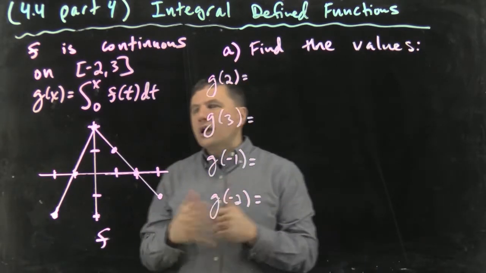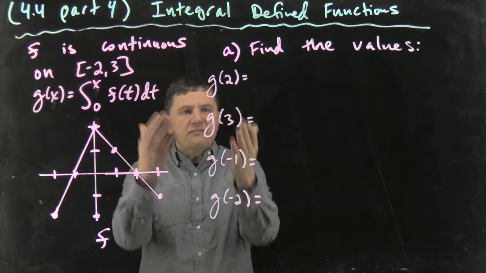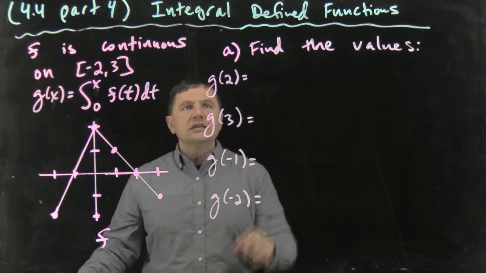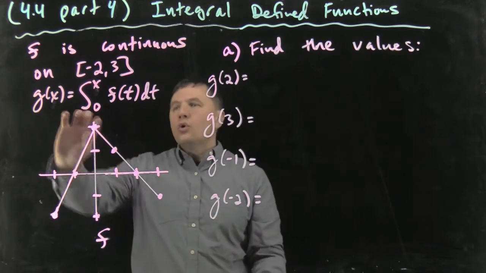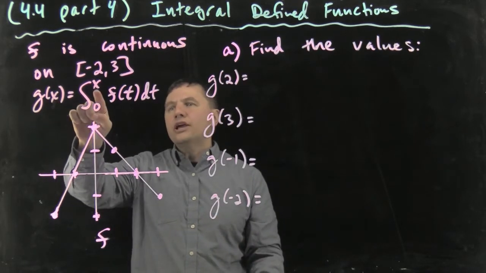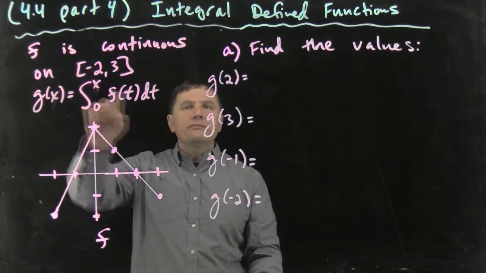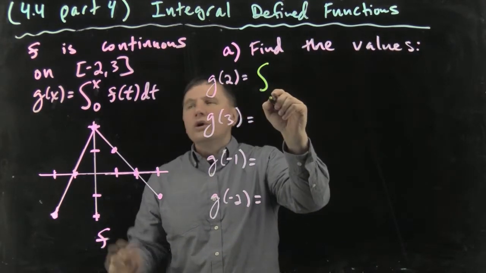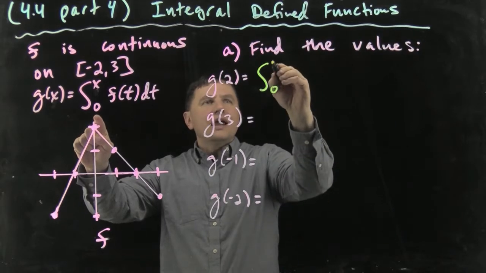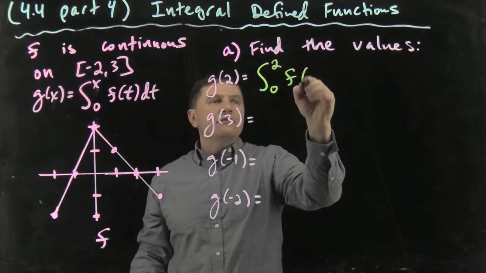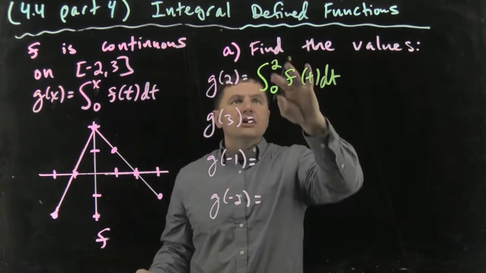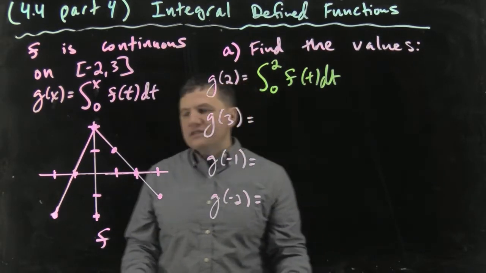Okay, so let's talk about this and what this means. We'll just start off by finding values of g, and then we'll move on from there. So the first thing is, if I say g of 2, what I'm saying is I'm plugging a 2 in for the x here. Like I said, the limit is actually the active variable. So g of 2 means I'm starting at 0 and I'm going to 2, and that's f of t dt. So essentially, I'm just integrating from 0 to 2 of f of t dt.